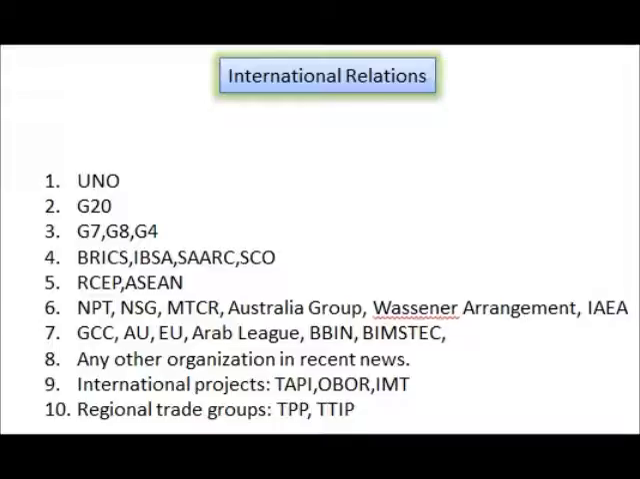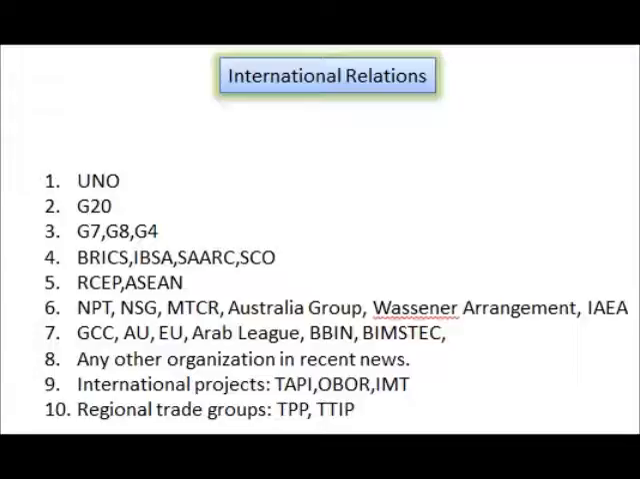Here I'm just going to read out certain names of certain groupings which are a must before the prelims, but there are certain other groupings that will keep coming in the news. So you have to track that, and you have to read about them. For example, I will take the name of TPP, which has been recently in news 2 days ago, and then the RCEP, Regional Comprehensive Economic Partnership.